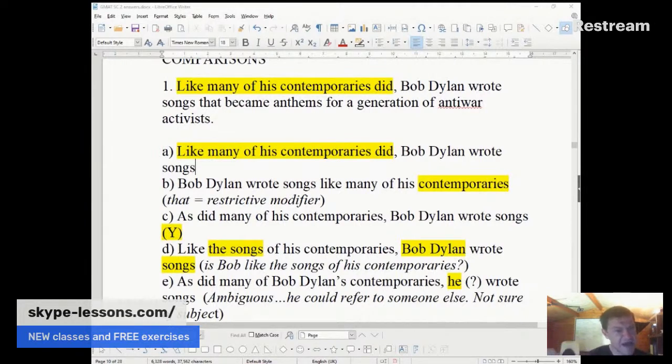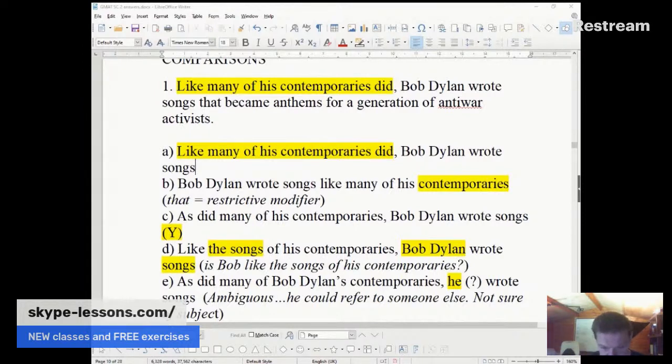Can you compare a man to a song? "Like the songs of his contemporaries, Bob Dylan wrote songs." It's not okay. What we need to say is "like the songs of his contemporaries, Bob Dylan's songs," and then we're comparing songs with songs, and that's what we want. It's a logical comparison, but D is not logical. It makes it sound like Bob is like the songs of his contemporaries. Of course, he's not similar to them. His songs are similar to the songs of his contemporaries. So we've got to be precise.